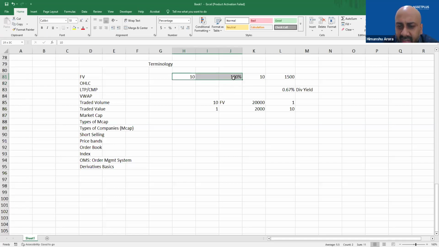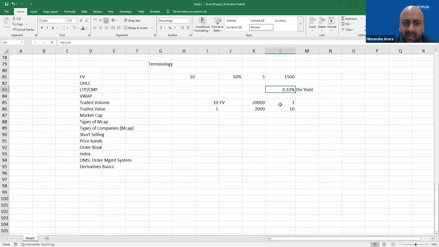तो जब कंपनी ने डिविडेंड डिक्लेयर किया, when the company declared a dividend, 100% of 10 rupees, it came out to be 10 rupees only. Or let us say 50% of 10 rupees, it came out to be 5 rupees. So 5 rupees divided by 1500 rupees is called the dividend yield. That's a general formula that you do not need to know per se. You need to know the definition of face value.